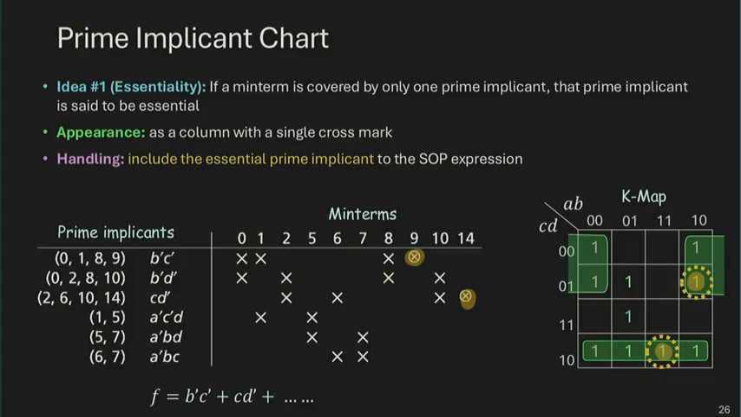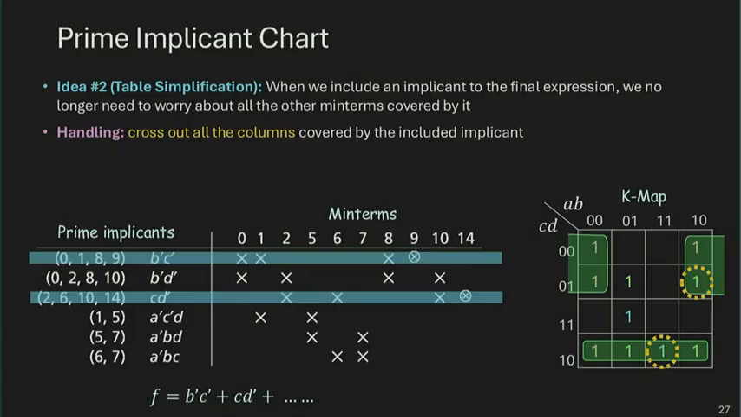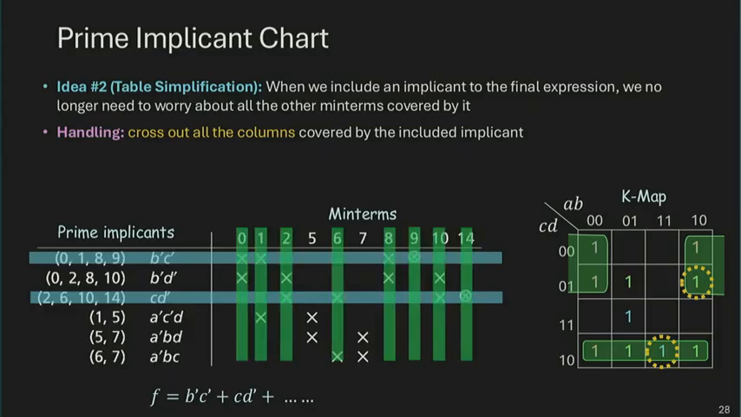Right. And once we find the essential prime, the way we do it is we put down these two implicants in my final expression. And then actually I can simplify the table a bit further. All the minterms that are already covered by essential prime implicants, well, if they're covered, they are covered. You don't have to cover them again. So anything that is covered by those two essential prime implicants, all the columns can be essentially ignored because they have already been covered.